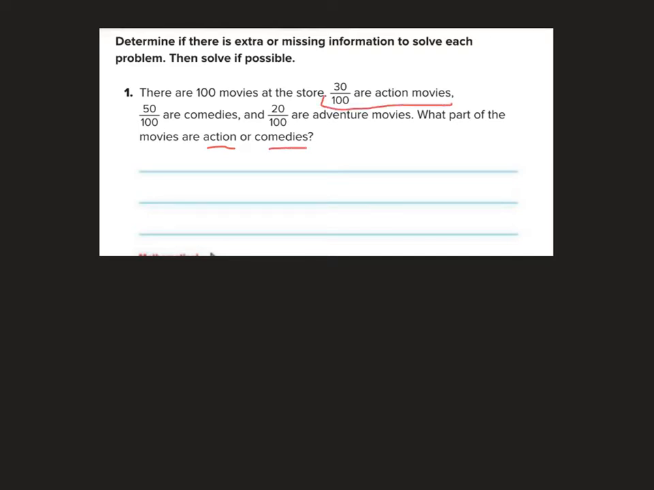So we need fractions because it says what part. If it said how many, we could solve that too because we know there's 100 movies total. So we know there's 30 action movies and we were looking at comedies. So there's extra information here. That's this part: 20/100 of the movies are adventure movies. We don't need to know that because we're not trying to figure out adventure. So this, we'll just X it out and write extra.